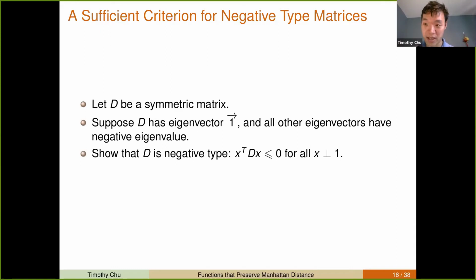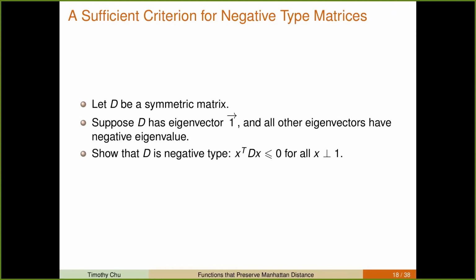And I'll just give people about 10 seconds to try to see this one. This is a pretty simple linear algebra statement. Any volunteers? Making this ridiculously strong assumption about D. It's got all ones as an eigenvector, and all the other eigenvectors have negative eigenvalue. Show me that D is negative type.